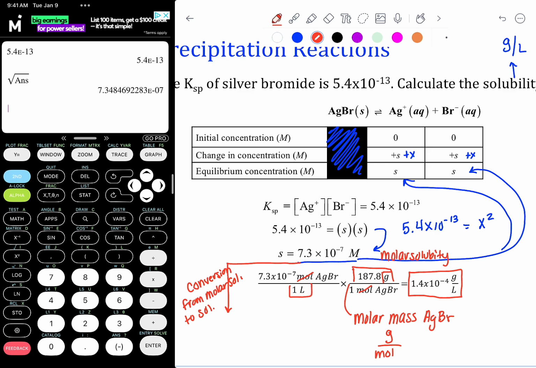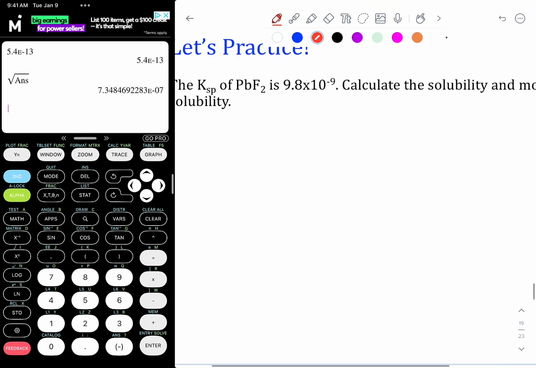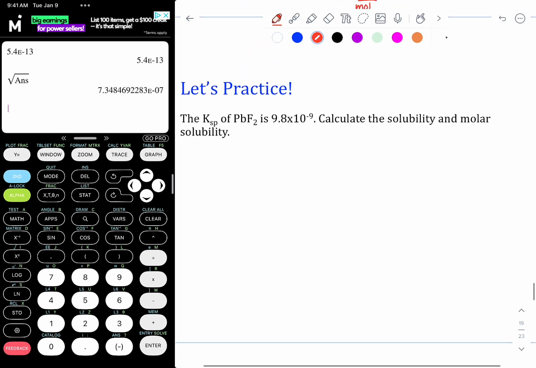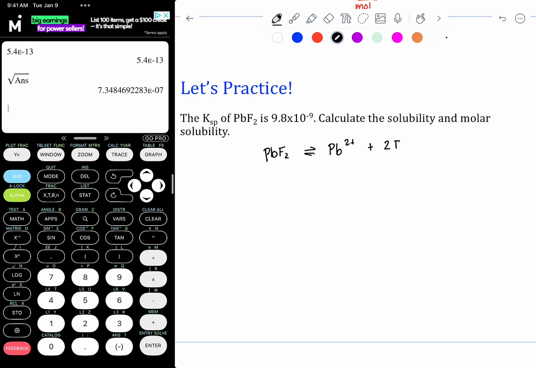Let's practice another problem with this. The KSP of lead fluoride is 9.8 times 10 to the minus 9. Calculate the solubility and the molar solubility for this compound. So we're going to set it up the same way. We want to start with our balanced chemical equation. PbF2 is in equilibrium with Pb2 plus and 2F minus. Remember, we have to balance.